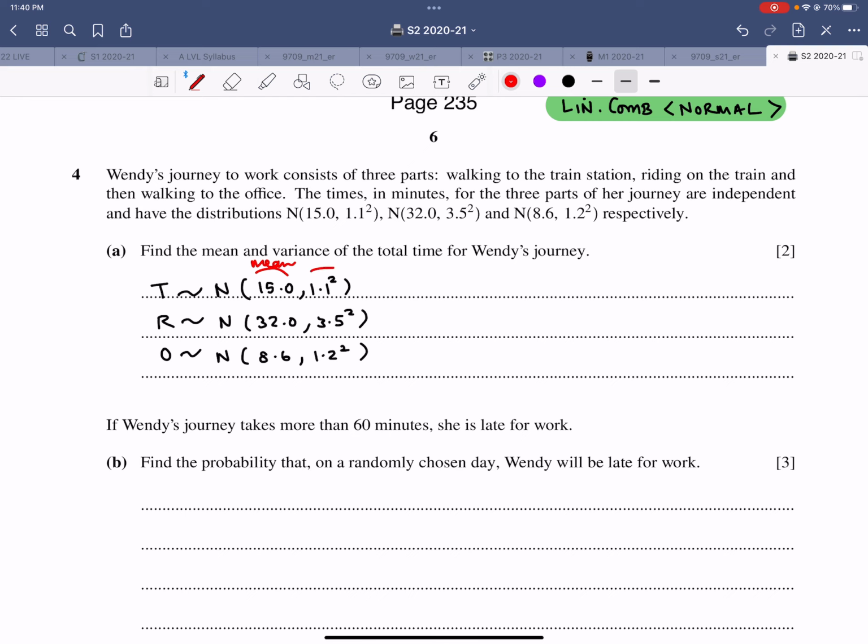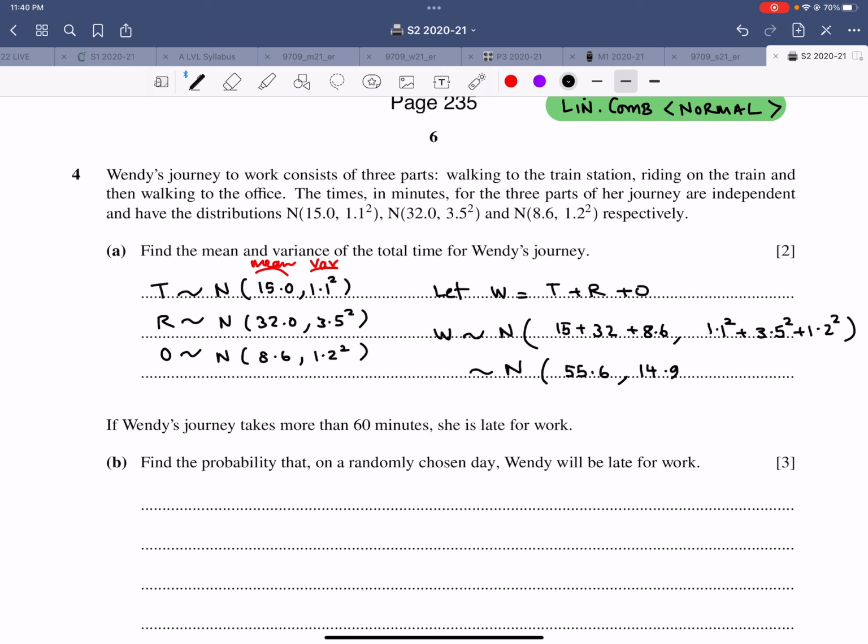Find the mean and variance for the total time for Wendy's journey. So let W be T plus R plus O. So W still follows a normal distribution, that is 15 plus 32 plus 8.6. And similarly, the variances are 1.1 square and 3.5 square and 1.2 square. So now add it all up, and what do you get? You get 55.6 and 14.9. That is the answer for this part.